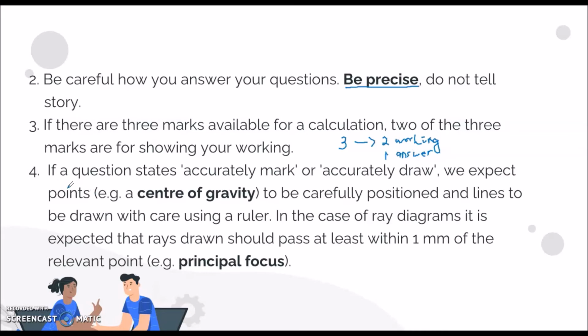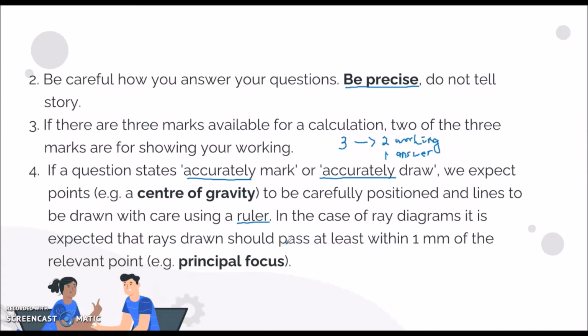Number 4, if a question states accurately mark or accurately draw, we expect points to be carefully positioned. For example, you have center of gravity, so you have to carefully put the points, and lines to be drawn with care using a ruler. Whenever you have a line or a table, whenever you want to draw a line, make sure you use a ruler.